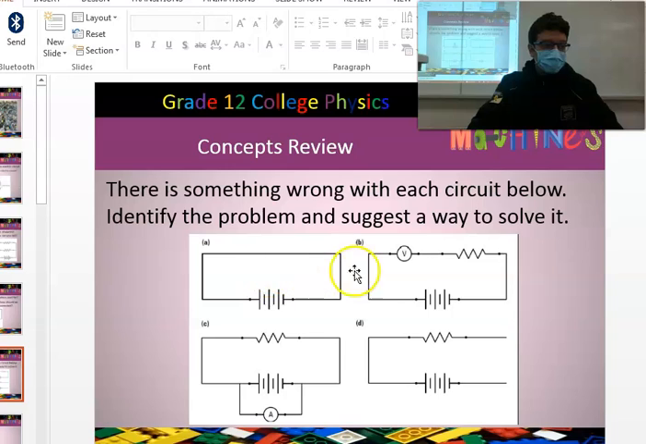Now here I have 4 circuits, and there is a problem with each and every one. Our first one has no resistor or no load, which means this is a short circuit. And that can cause the wires to heat up very quickly and maybe even cause a fire. So you never want a short circuit. This one, the voltmeter is in series. It should be connected in parallel. This one, the ammeter is in parallel, and it should be connected in series. And this one's just missing a connecting wire. So it's an open circuit. It's not going to do anything for you.